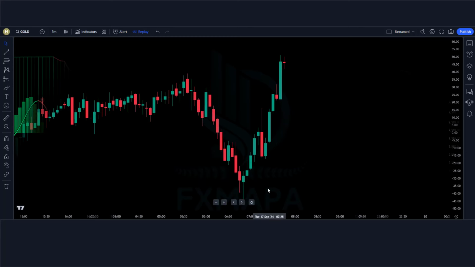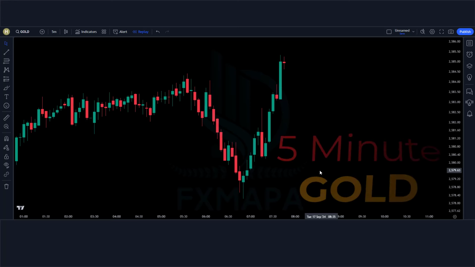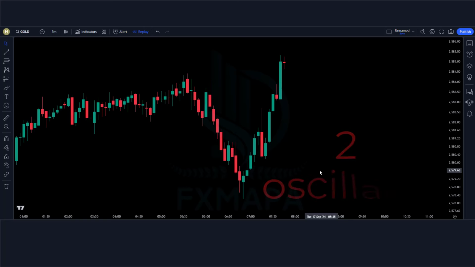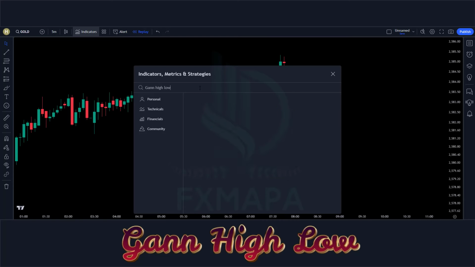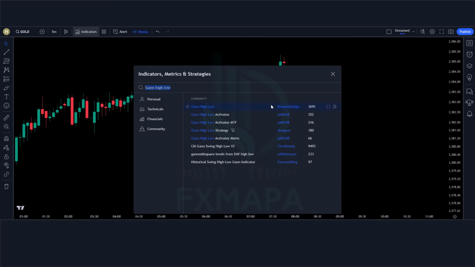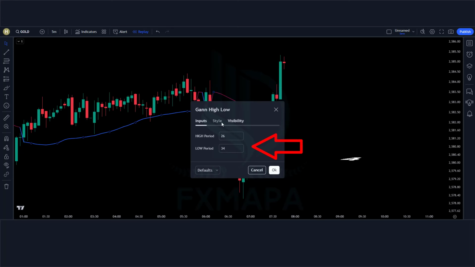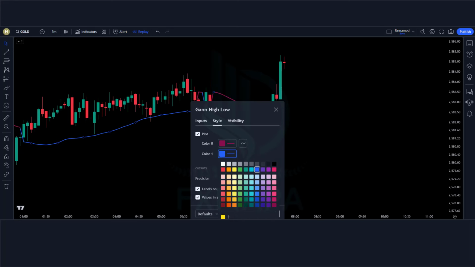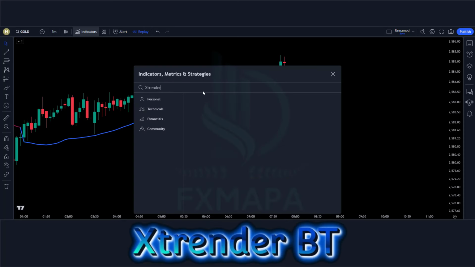So let's not waste any time, let's get started. Now let's create a trading setup. We are going to test this strategy on the 5-minute time frame in the gold chart. In this setup we would require two oscillators. The first indicator name is GAN High-Low. Keep the indicator settings as I have shown here. The second indicator name is Extender BT.